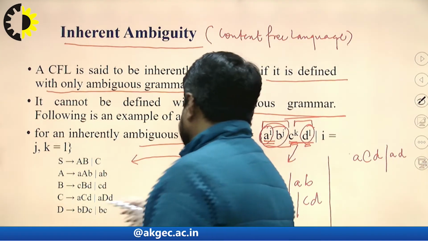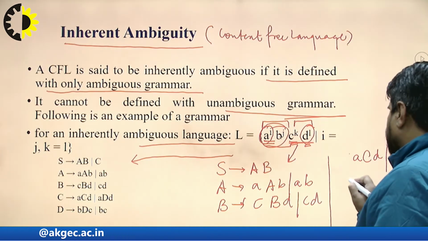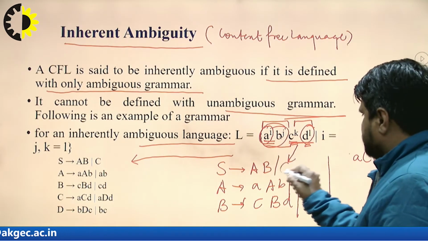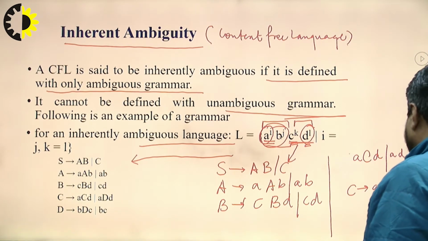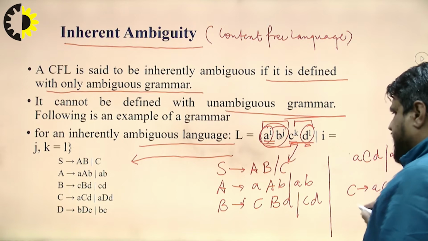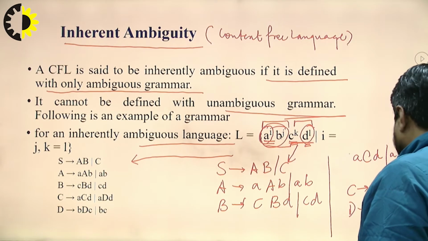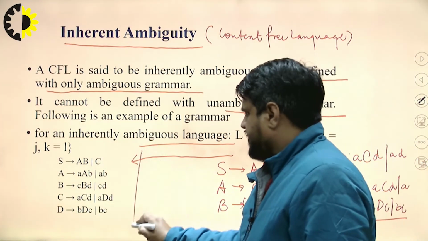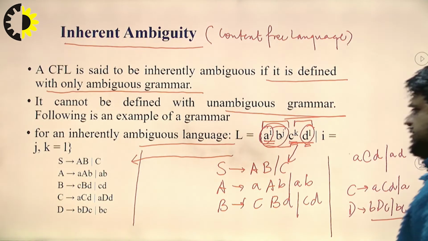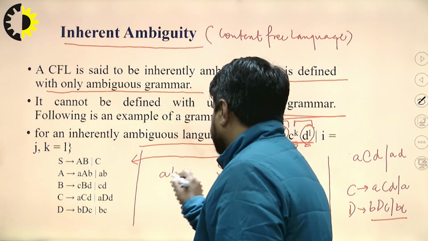Second one, B and C possibility will also be there. So we will think of that, right? So we can write down, add another production: C tends to ACD oblique ADD. After that, D tends to BDC. After that BC. So this is a unique production, right?